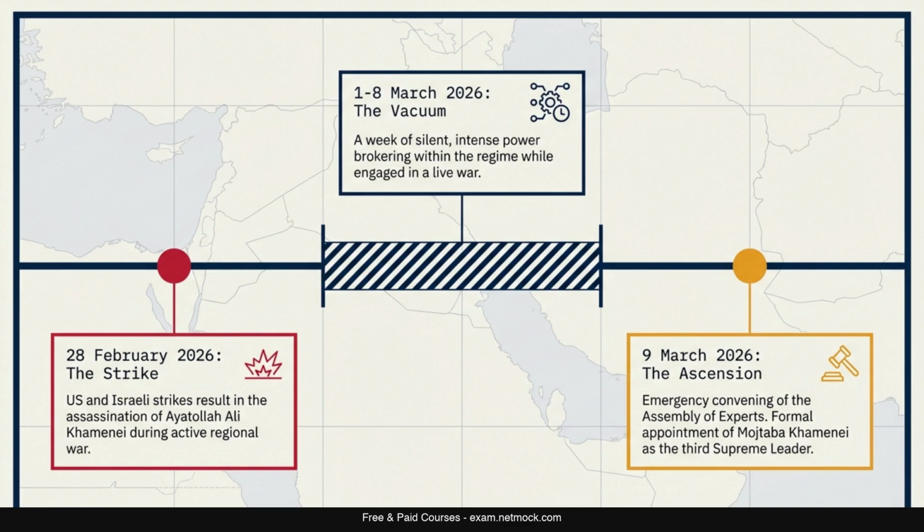The timeline. 28 February 2026, US and Israeli strikes result in the assassination of Ayatollah Ali Khamenei during active regional war. March 1st to 8th, a week of silent, intense power brokering within the regime. 9th March 2026, the Assembly of Experts formally appoints Mojtaba Khamenei as the third supreme leader. 9 days from strike to succession.